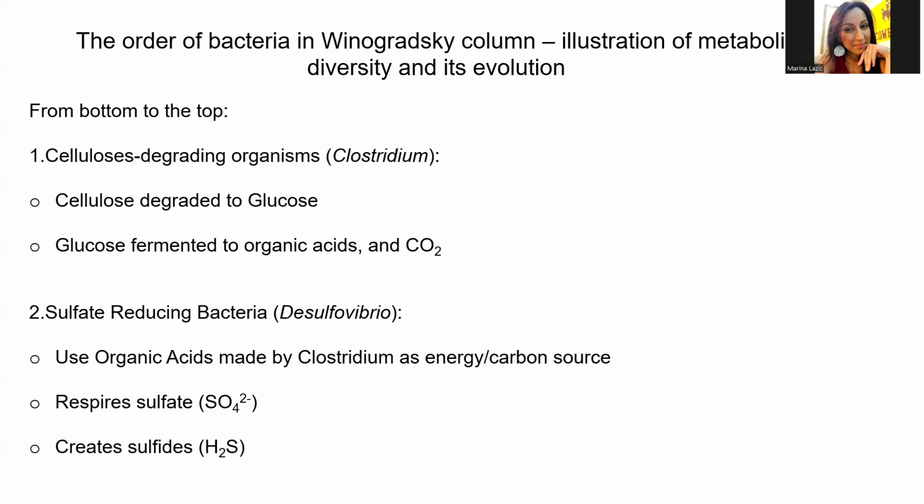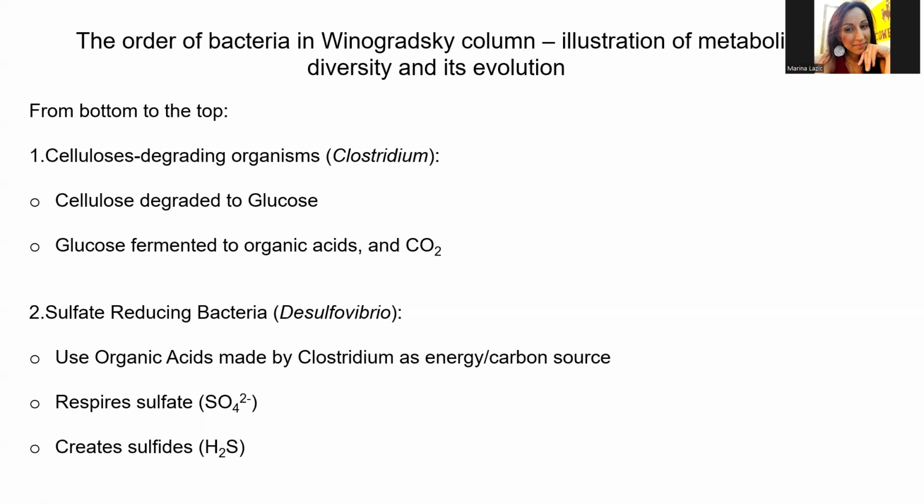So on the bottom will be cellulose degrading organisms like Clostridium. So there will be fermentation happening because glucose will be fermented to organic acids and alcohols. Next one, from the bottom to top. So I think so. This is where Clostridium will be. Cellulose originates from that newspaper that you will put in the column.